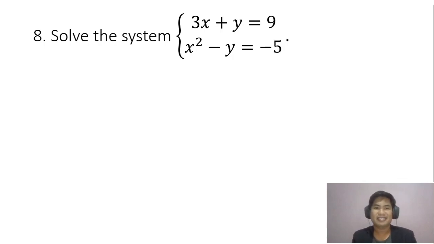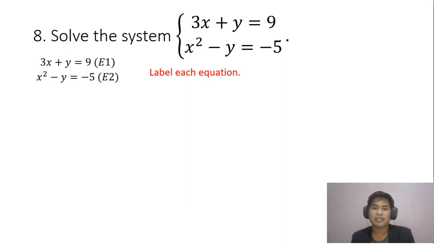Problem number 8. Solve the system 3x plus y is equal to 9 and x squared minus y is equal to negative 5. As you notice, in this system, the first equation is a linear equation and the second equation is a quadratic equation, so non-linear. So how are we going to solve this kind of problem?